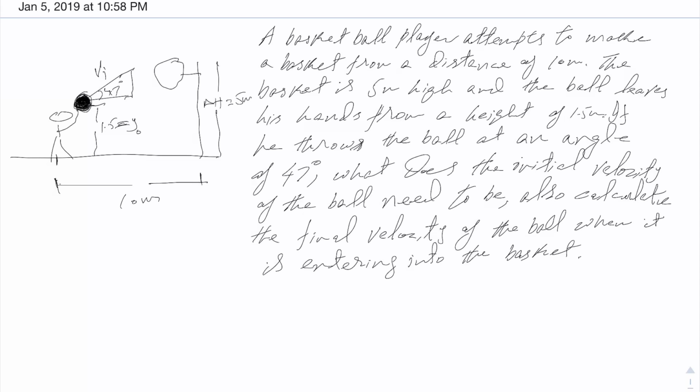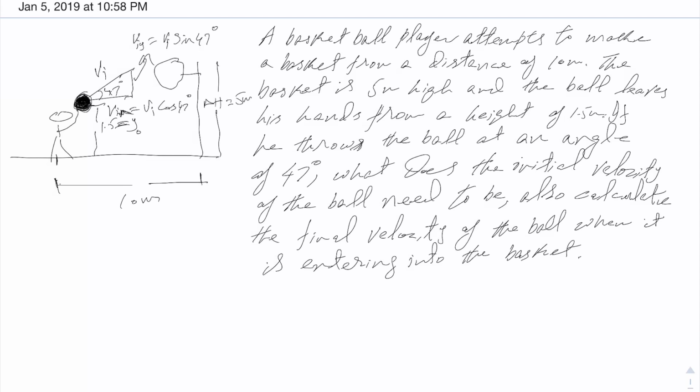So we'll say vix equals vi cos of 47 degrees, and this one will be viy equals vi sine of 47 degrees. So we have resolved this initial velocity into its components.